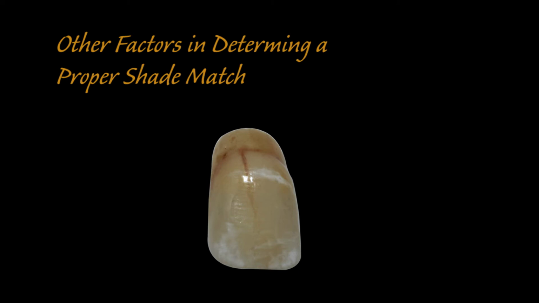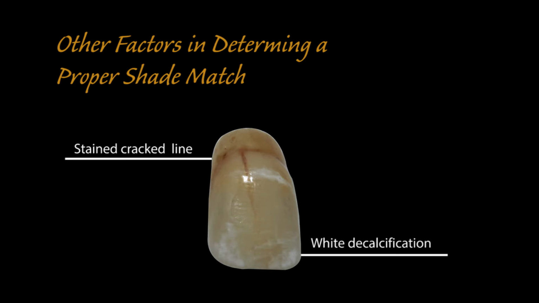So now that you understand the basic communication skills, we talked about value, we talked about hue, and we talked about chroma. Another element of shade taking is understanding what Mother Nature has done to our teeth, or maybe what we've done to our teeth through tobacco or coffee. There are different factors such as stain, crack lines, white decalcification markings. This isn't a real easy way, and it doesn't help you take the shade.